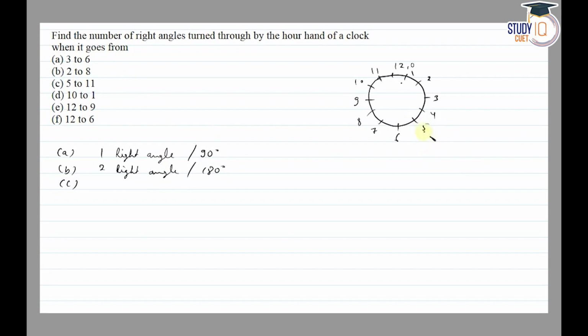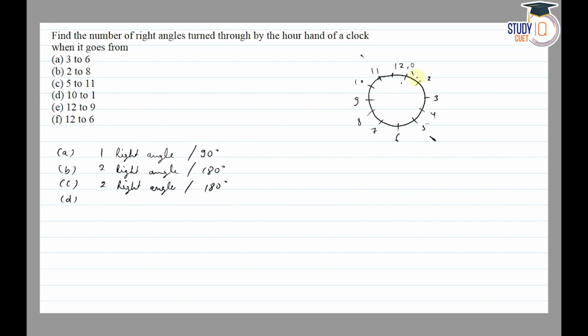Part C is 5 to 11. So यहाँ हमारा 5 then 11. So complete 180 degree rotate कर रहे हैं हम. So same हो जाएगा 2 right angle, means 180 degree.